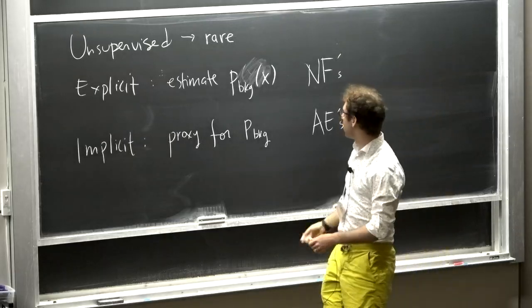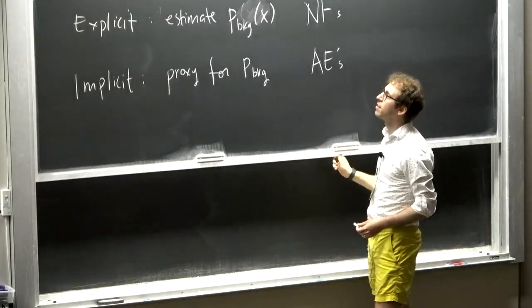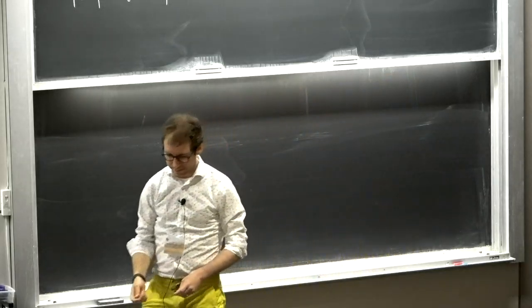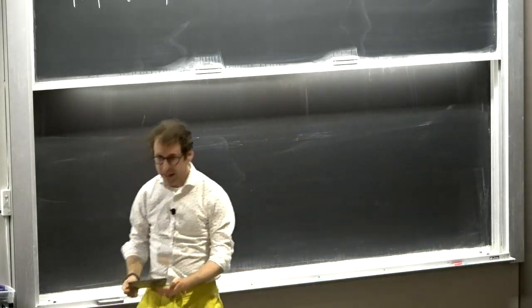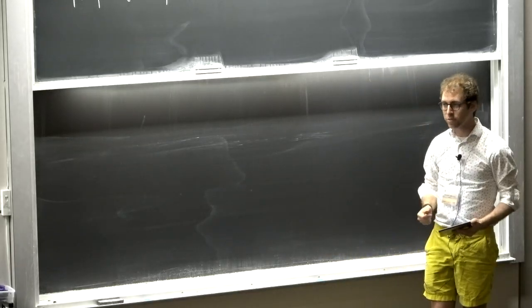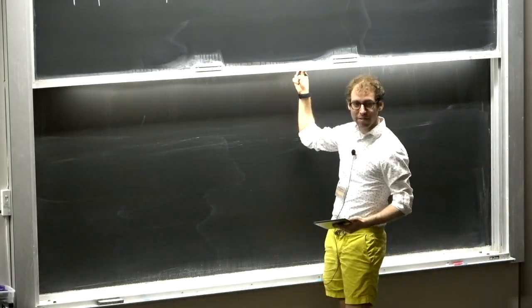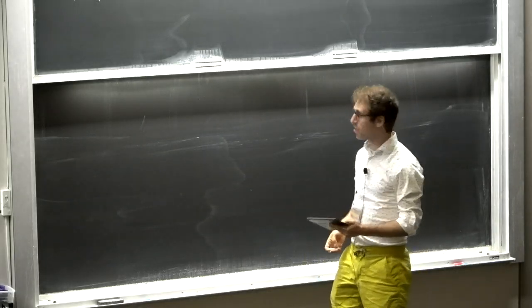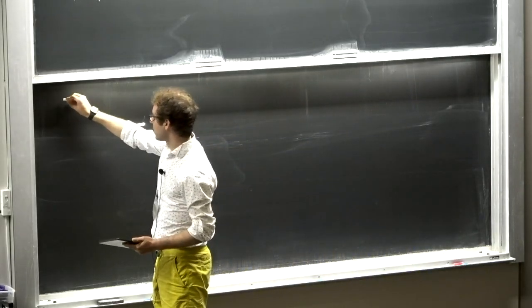So I will now describe those in a little bit more detail. OK, I think you got introduced to normalizing flows and autoencoders a little bit in the first week, but it's been a week and you've covered a lot of stuff since then, and I have different notation, so I will spend a little bit of time describing those. So let's start with normalizing flows.